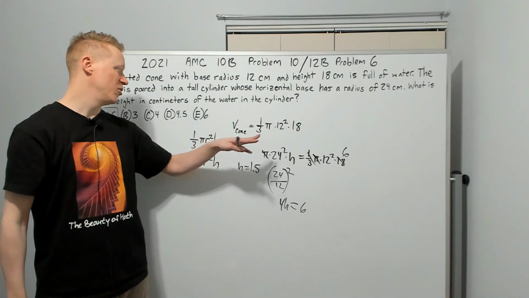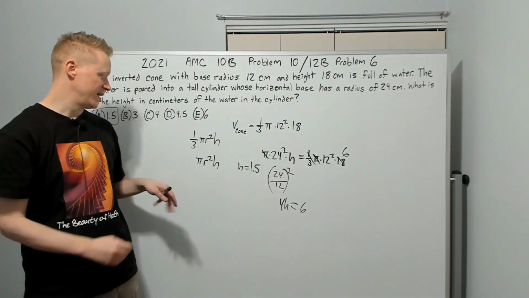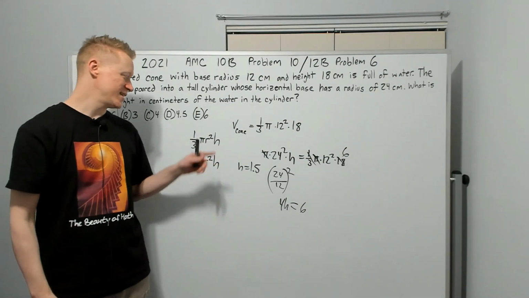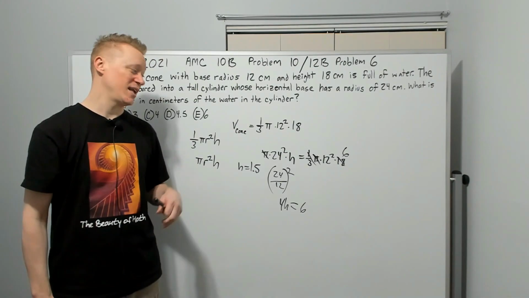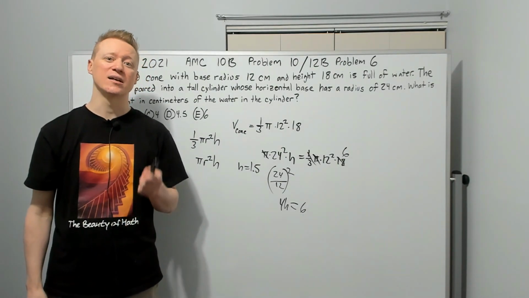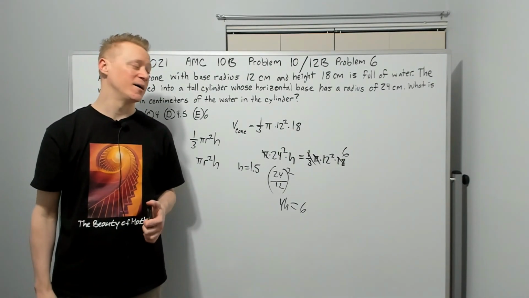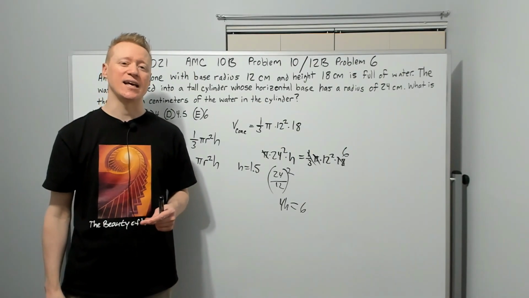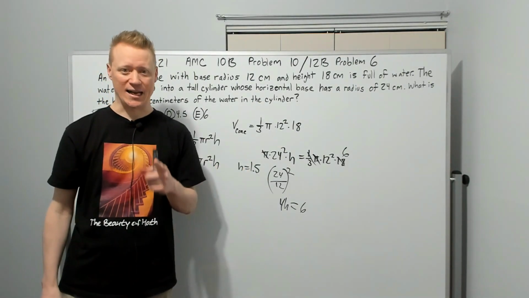You did need to know the cone volume formula and the volume of a cylinder. If you didn't have these in your small notebook, you need to add it. If you don't have a small notebook, watch the how to prepare for the AMC 10 playlist. Yeah, it's in there. Check it out.